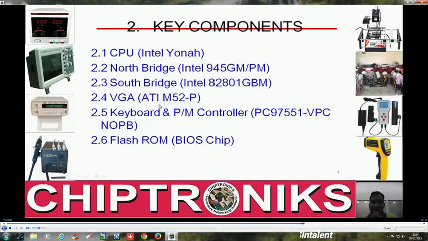Okay, this is VGA, the ATI graphic chip used over here, and this is the keyboard and power management controller, which we also call the IO controller. The IO controller used over here is PC97551, and this is flash ROM. This is a BIOS chip.